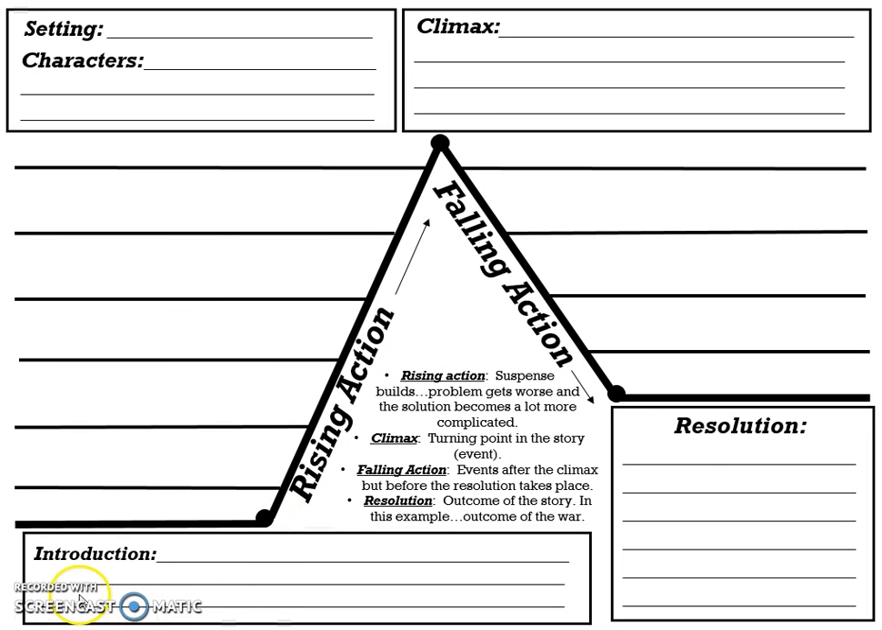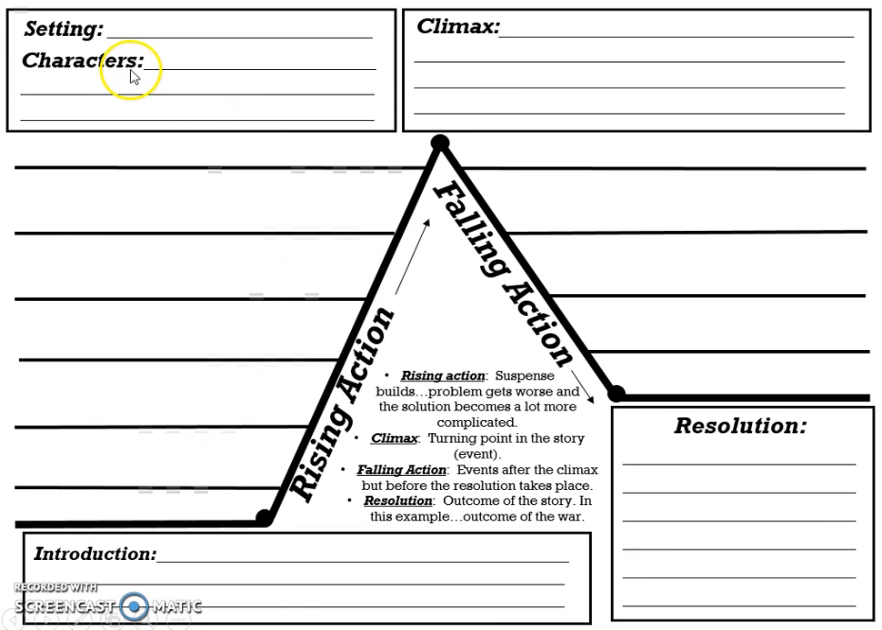Now, just as a background, your introduction piece, which you will see here, is kind of like your background of the event. So in this situation, it would be kind of like the backdrop of the start of the Civil War. Now, rising action, as it shows here, is suspense builds, problem gets worse, and the solution becomes a lot more complicated. So in this part, you're going to be filling in all of the major events that occurred prior to whatever got the Civil War started.